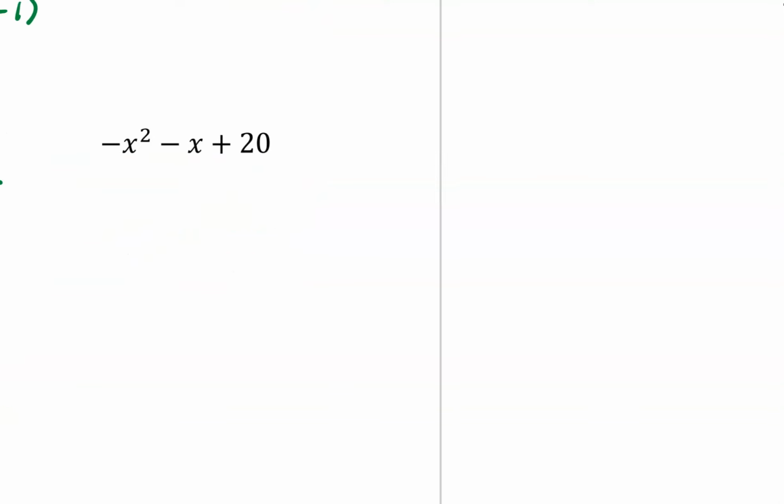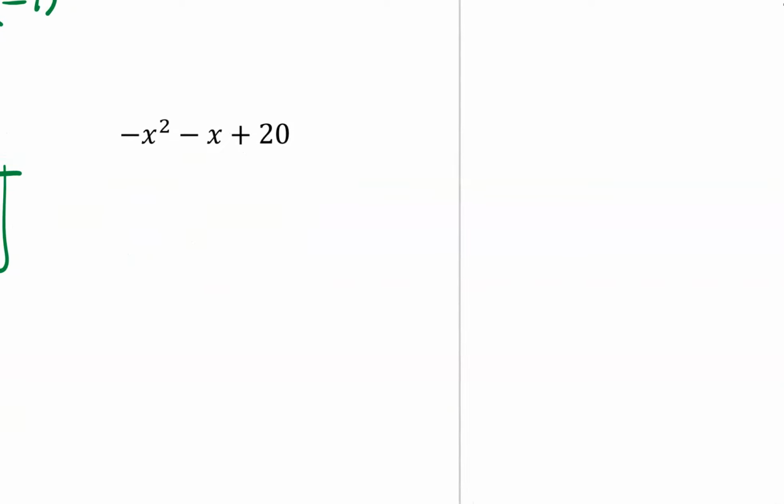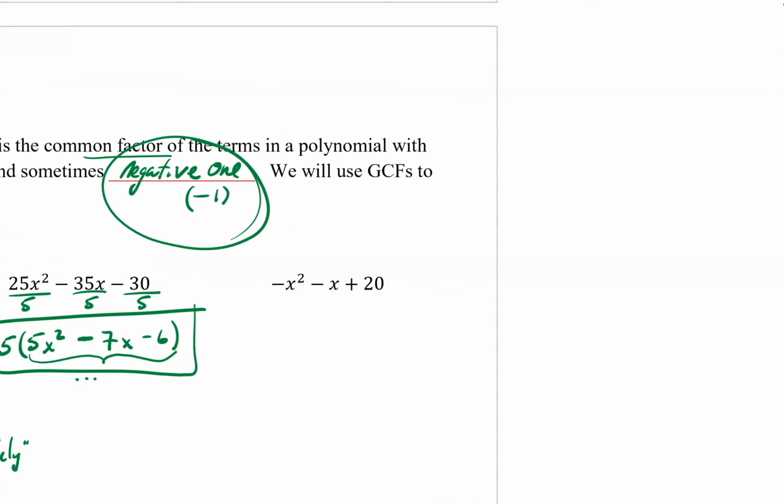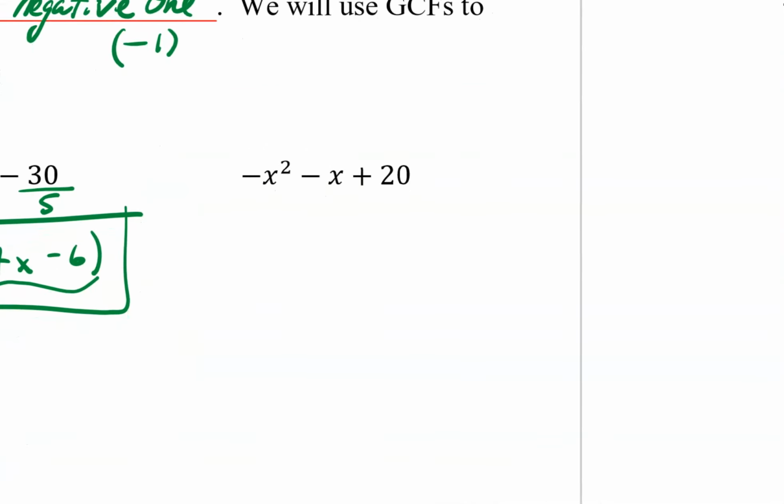Now in this final example, I want to note that there is no numerical GCF and there is no variable GCF that's obvious here, but this leading term being a negative sign, that's going to make it a little bit more difficult to factor if we were to continue farther. So as we said a minute ago, sometimes negative 1 can be used as a common factor as our GCF. So I'm going to pretend like I'm dividing each of these terms by negative 1.